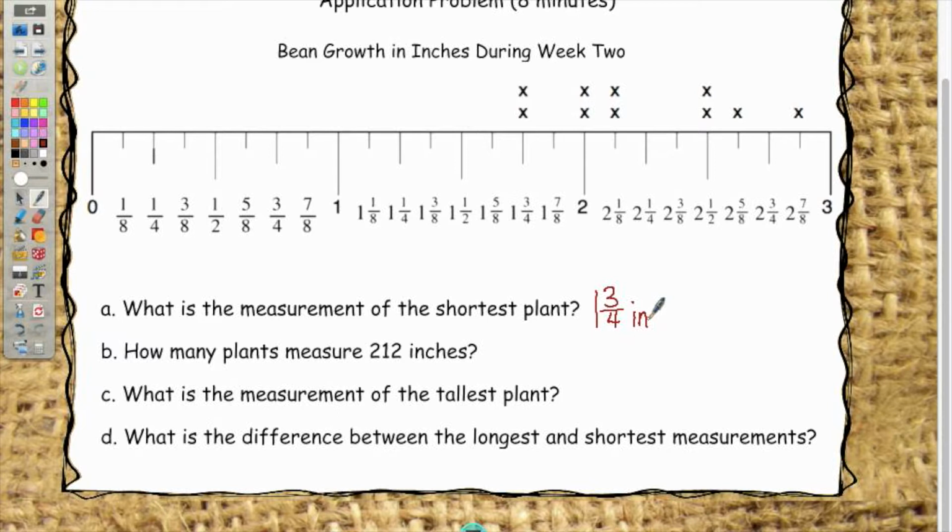That's supposed to say 2.5. Does yours say 2.5? Yeah. Okay. So how many plants measure 2.5 inches? 2. Okay, and let's write 2 plants, so we'll know it's not 2 inches, right? What is the measurement of the tallest plant? 2 and 10. Very good.